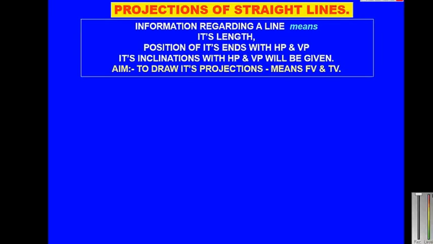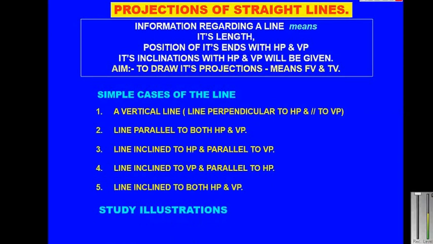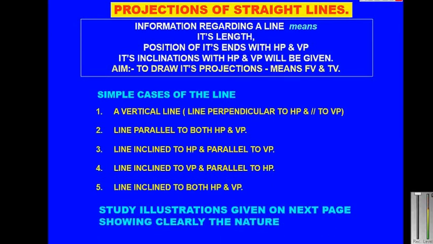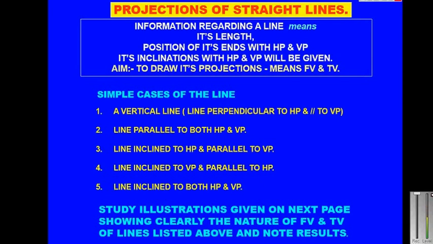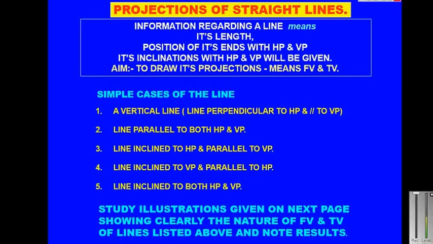So our aim is to draw the projections of a straight line, meaning that you draw the front view and top view of the given straight line. There are different cases of a line. Number one is a vertical line. A vertical line means a line is perpendicular to one plane and parallel to the other plane. And the second case is a line parallel to both planes. The line is parallel to both HP and VP. Then the third case is a line inclined to HP and parallel to VP, and a line inclined to VP and parallel to HP. And the last case is a line inclined to both HP and VP. So these different cases will be discussed in the next slides.